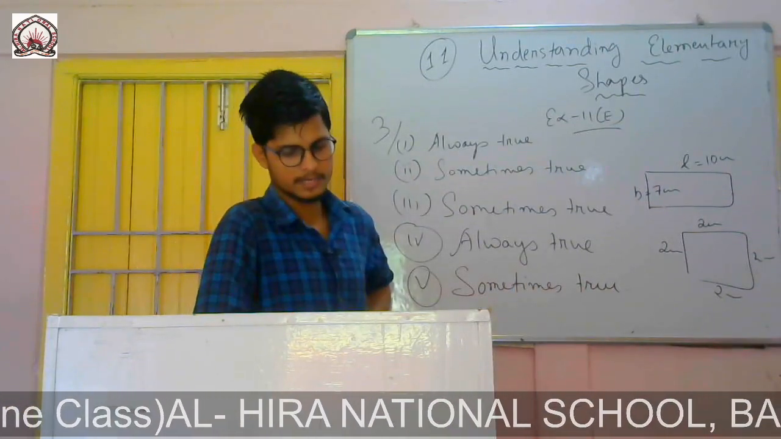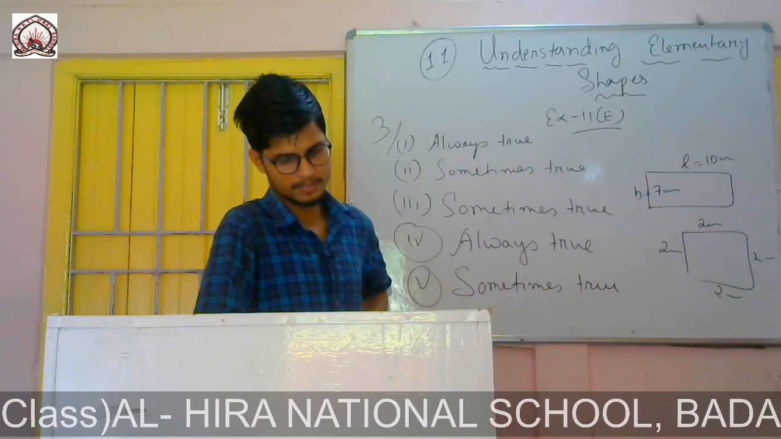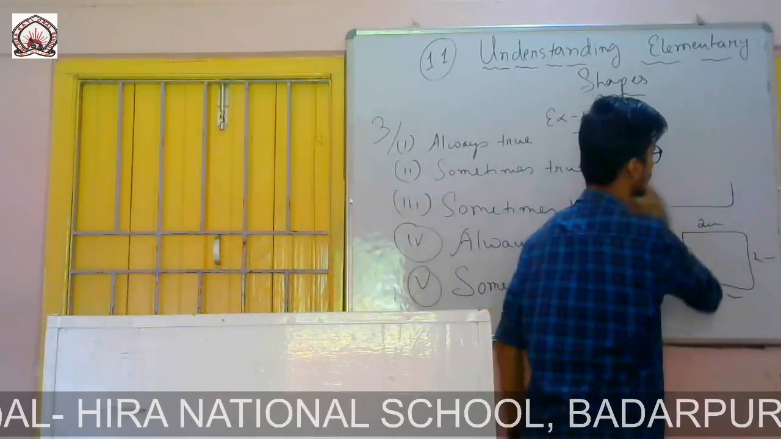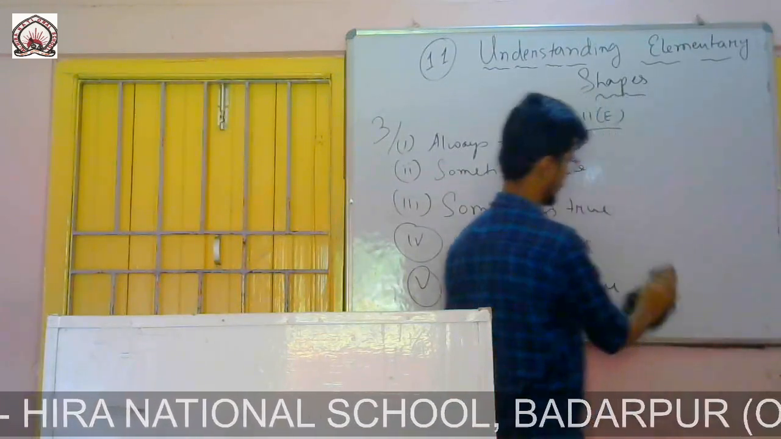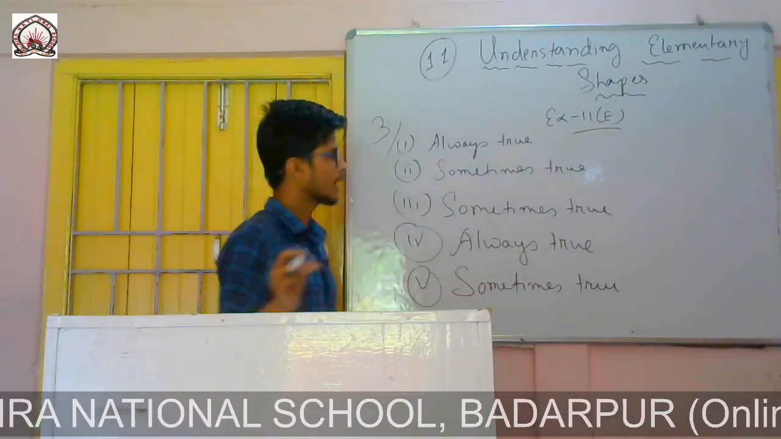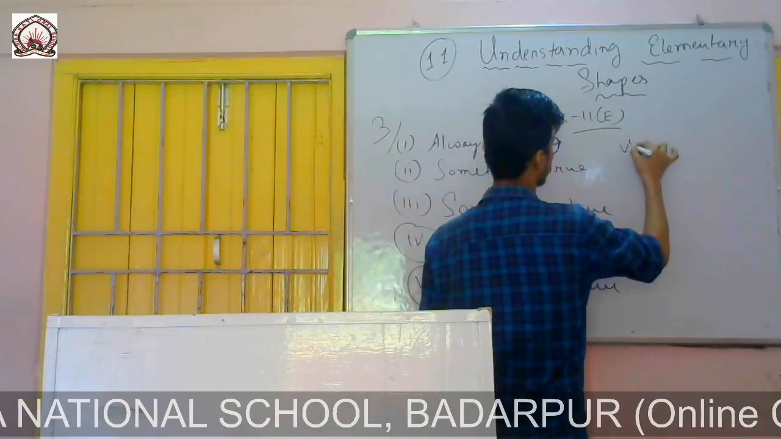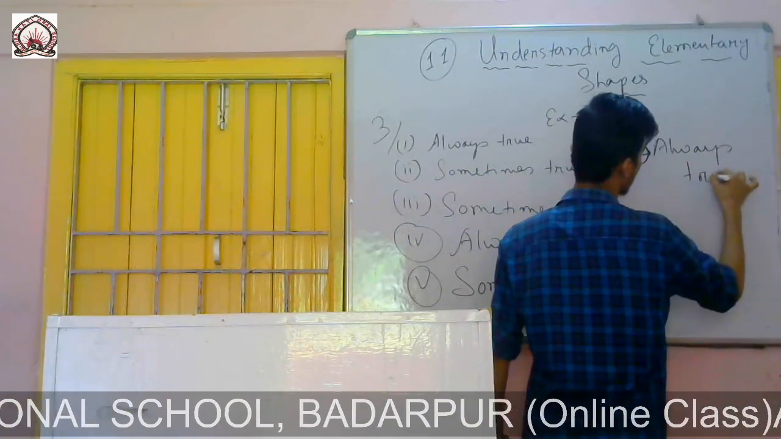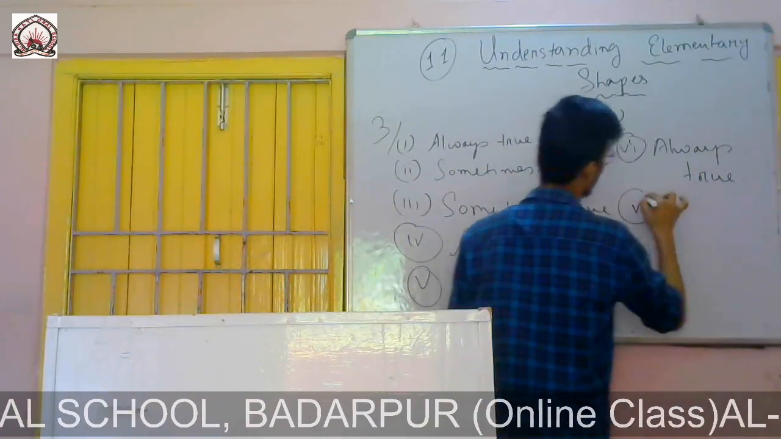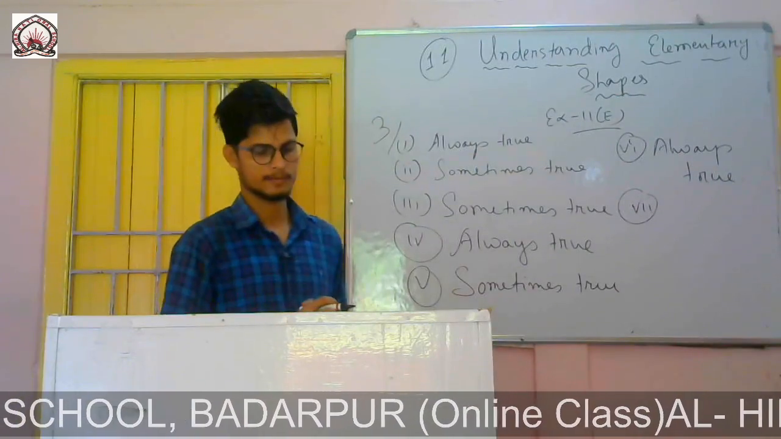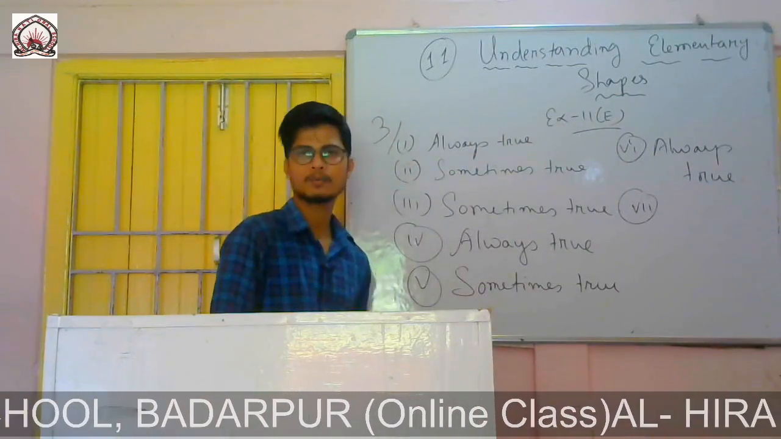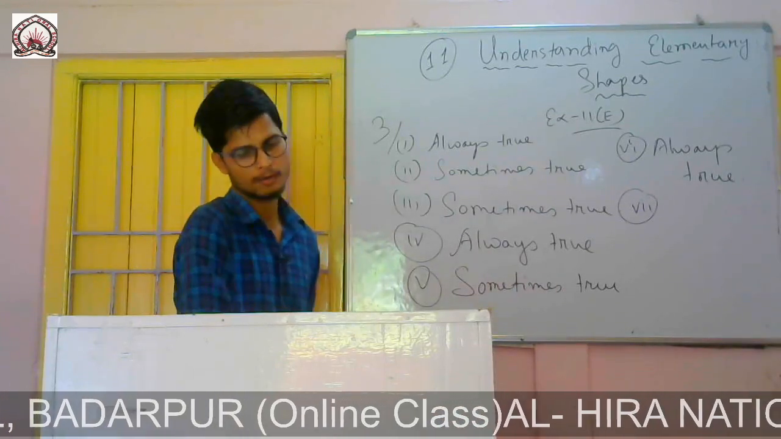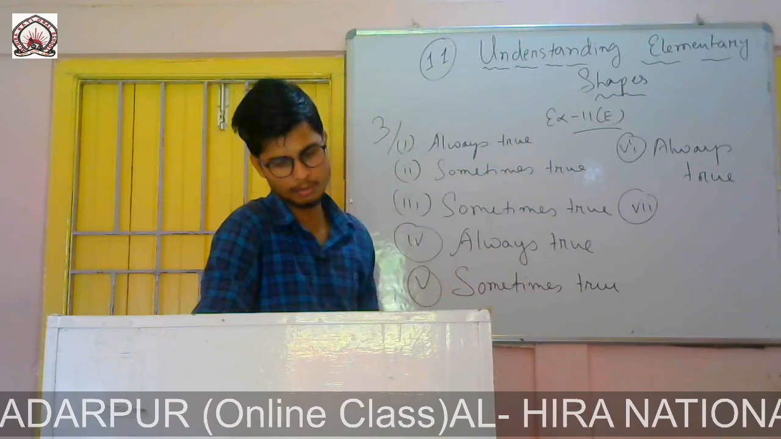Then Roman number 6. A square is a rhombus. Yes, it is always true. A square has four equal sides. A rhombus also has four equal sides. So it fulfills the basic criteria to be a rhombus. That means a square is a rhombus, which is always true.